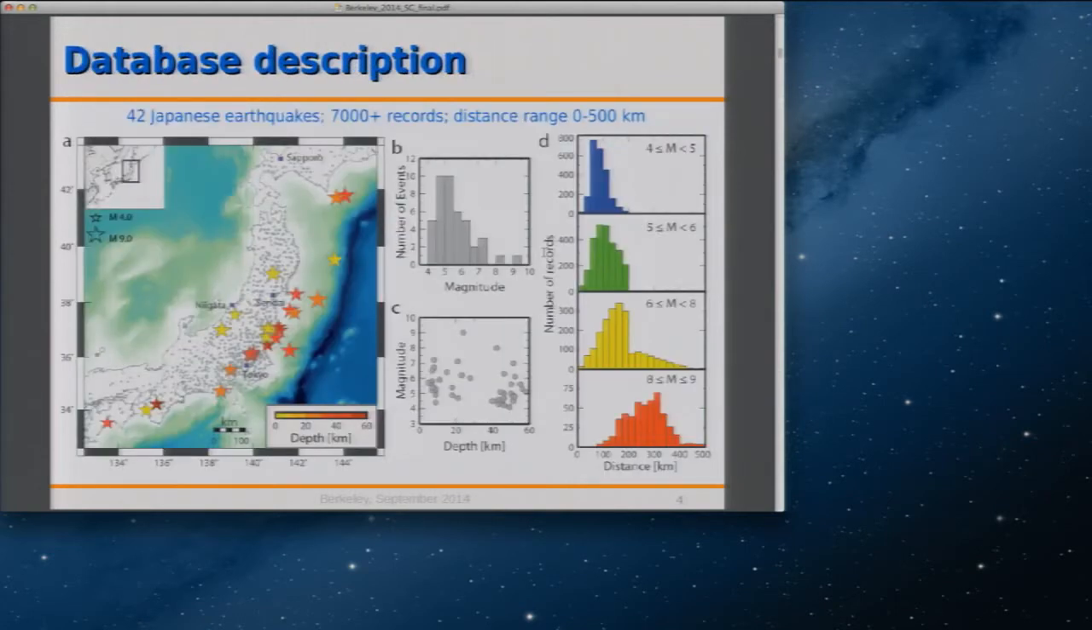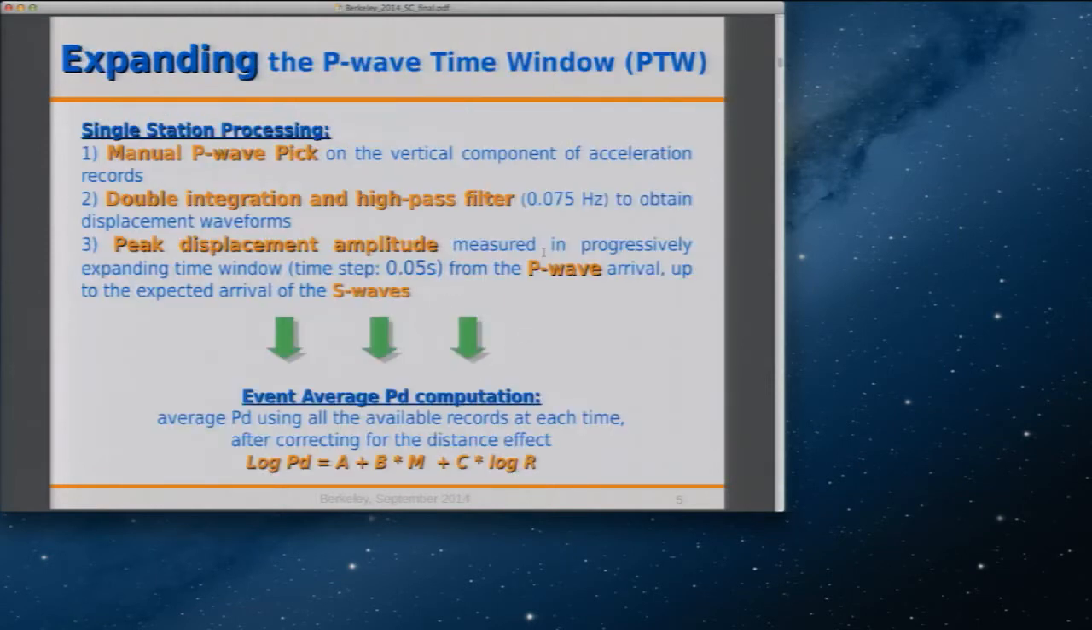So what we've done is very easy. We collected some earthquakes in Japan with magnitude between 4 and 9, and we collected data from 0 to 500 kilometers away from the source. So for each station, first we manually picked the P wave arrival along the vertical component of acceleration. Then we double integrated and applied a high-pass filter to get displacement. And then we measured the peak displacement amplitude starting from the P wave and then expanding the time window up to the arrival of the S wave.